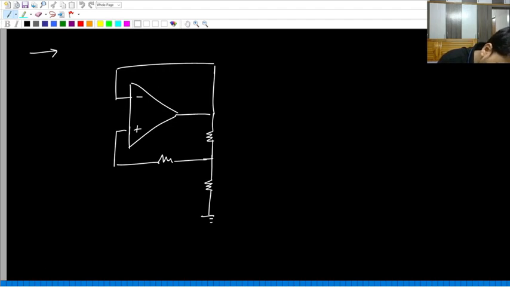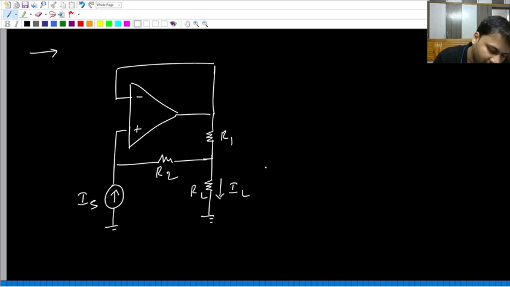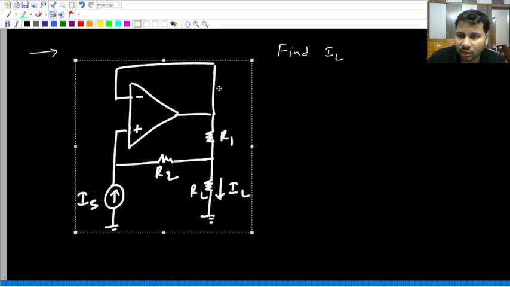This was R2, this was R1, this was the load resistance RL, through which the current is the load current IL. And then driving this circuit is a current source of value IS. And the goal is to find IL. So I was saying that first we need to decide the type of feedback.